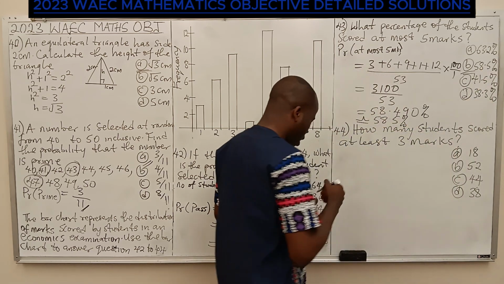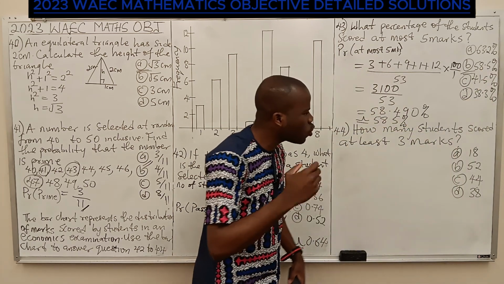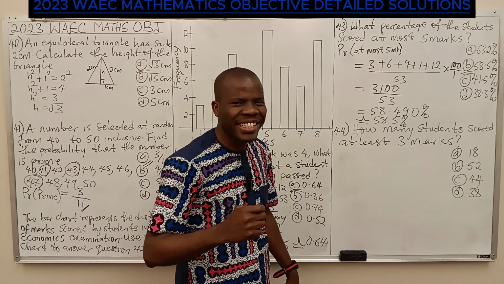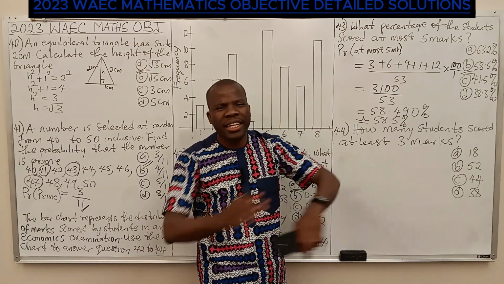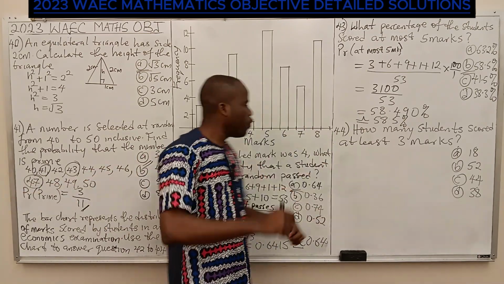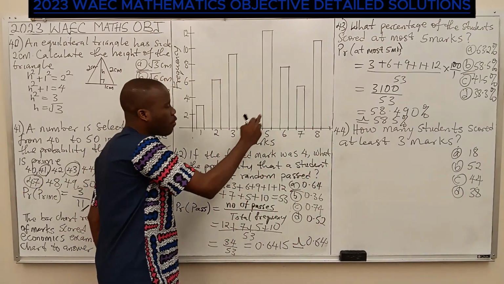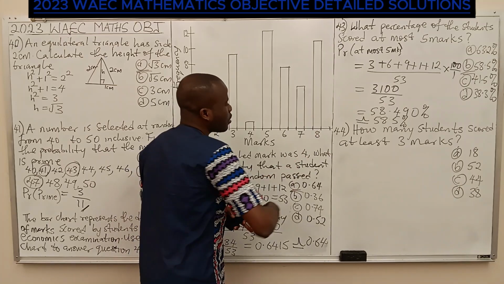which is B. And question 44 says, how many students scored at least 3 marks? At least 3 marks means 3 is the least mark. So we are looking for students that scored 3, 4, 5, 6, 7, 8.